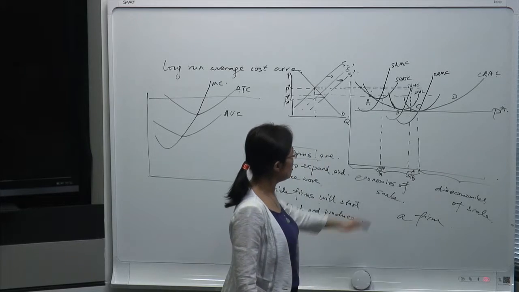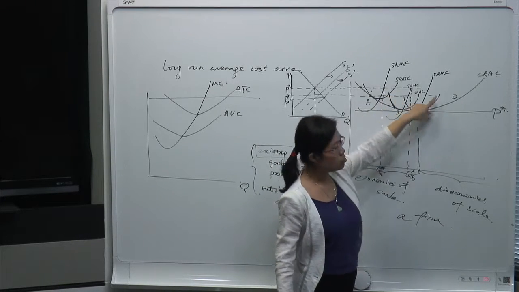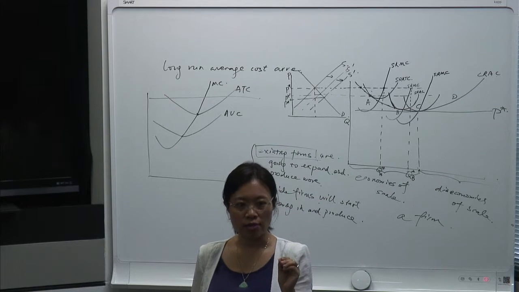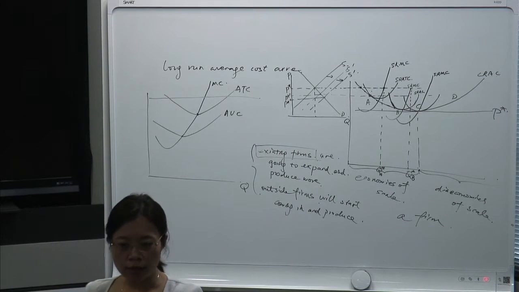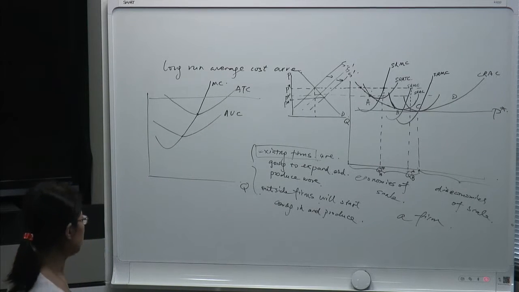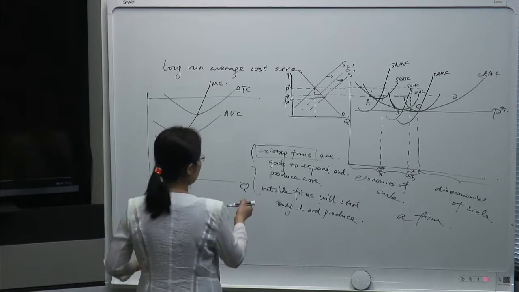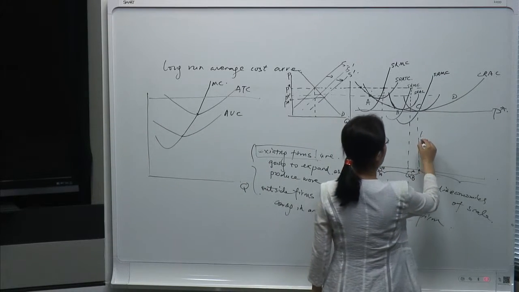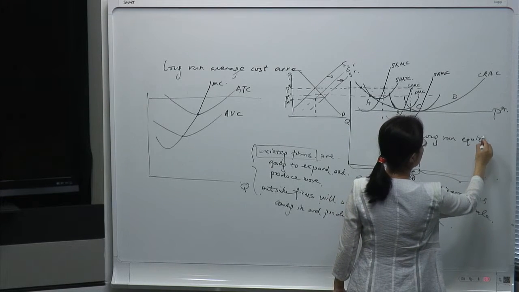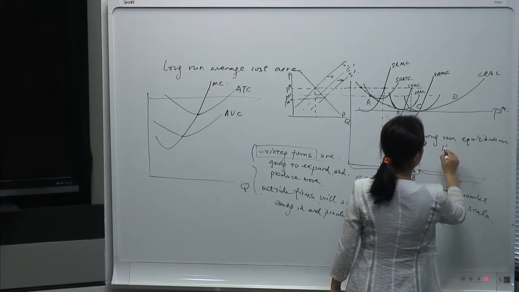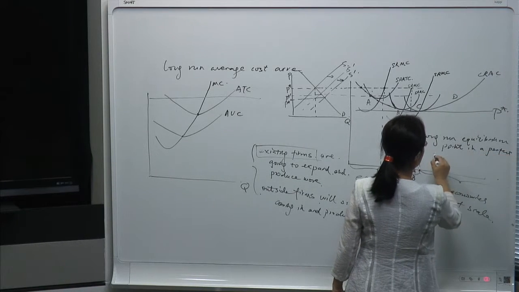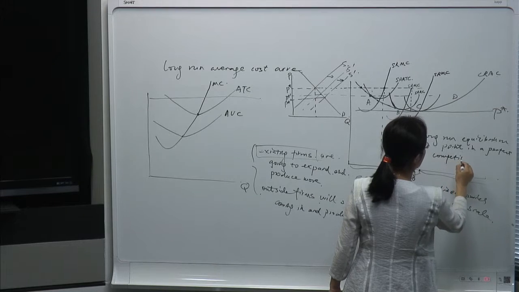Okay, so that's why when the price reaches here, the scale is right here, and the market reaches what we call a temporarily stable situation. And that's what we call a long run equilibrium point in a perfect competitive market.